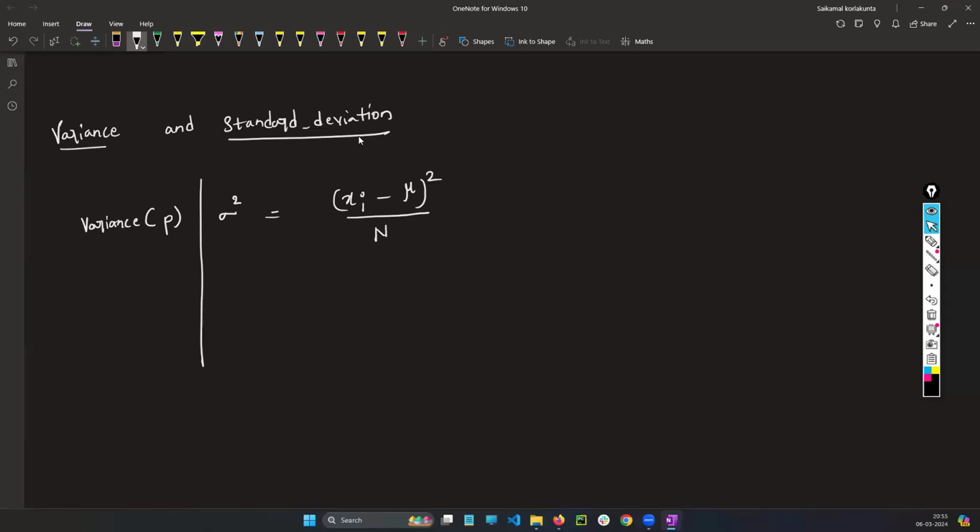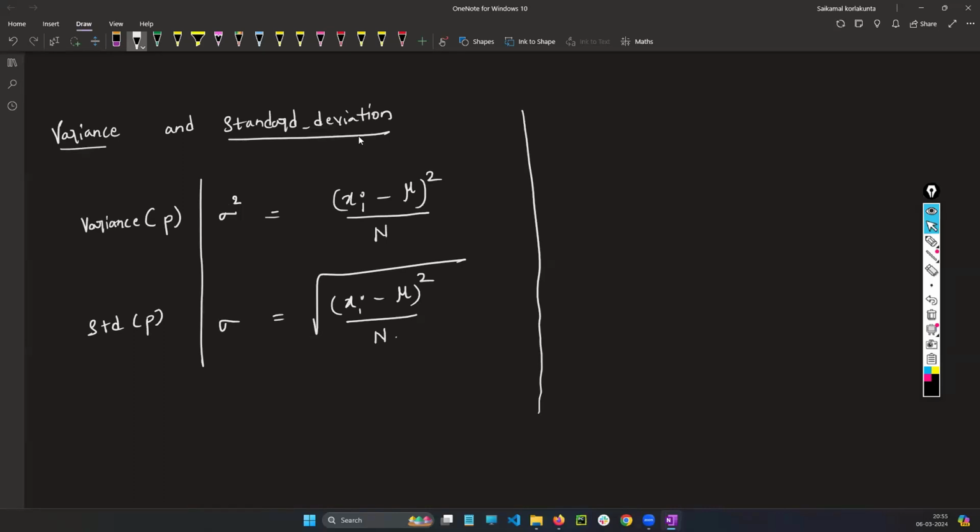Variance, population. So what is the standard deviation population formula? You just need to shift the square to the right side. Which means sigma is equal to the root of each and every data point minus mean, whole square, divided by N.